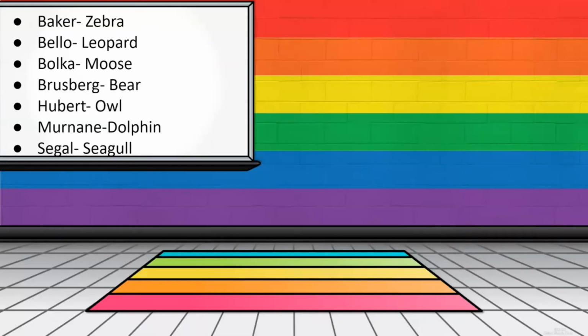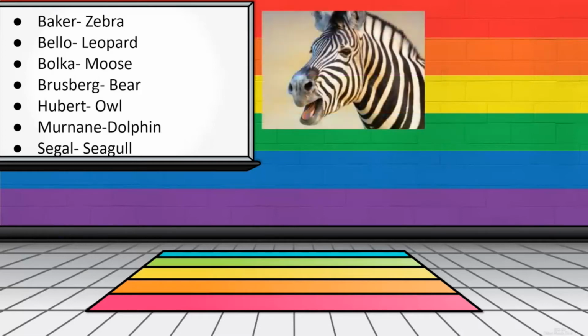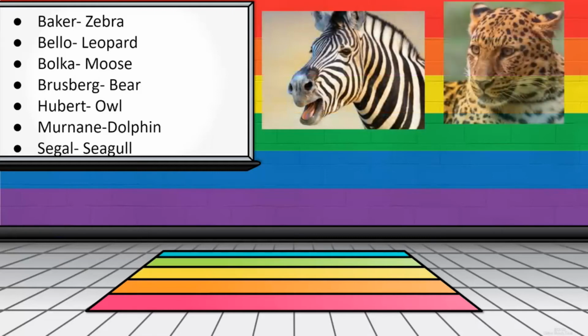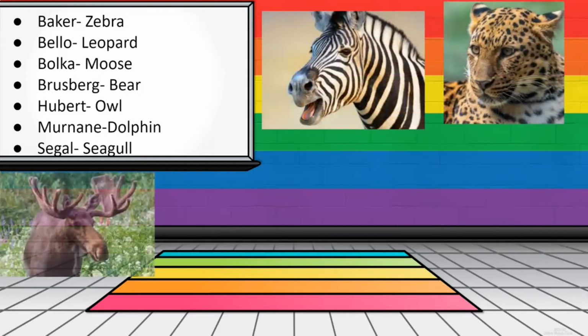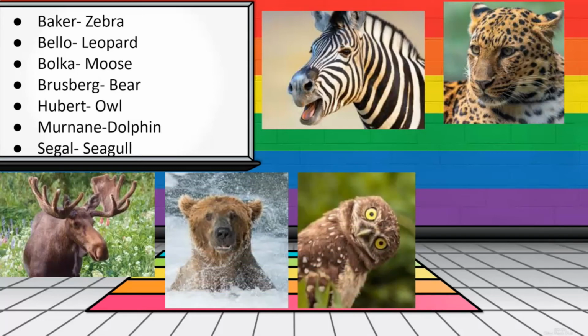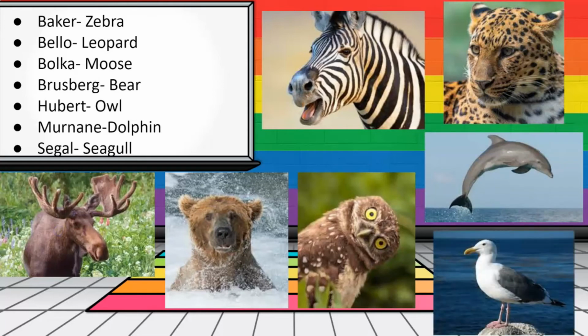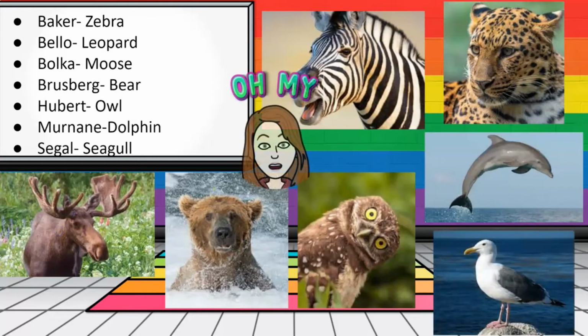For this project, each of our classes will be doing their class animal. So Mrs. Baker's class will be making a zebra. Mrs. Bellow's class will make the leopard. Mrs. Boca's class will make the moose. Mrs. Brusberg's class will make some bears. Mrs. Hubert's class will be working on owls. Miss Murnane's class will be making dolphins. And Mrs. Siegel's class will be making seagulls.